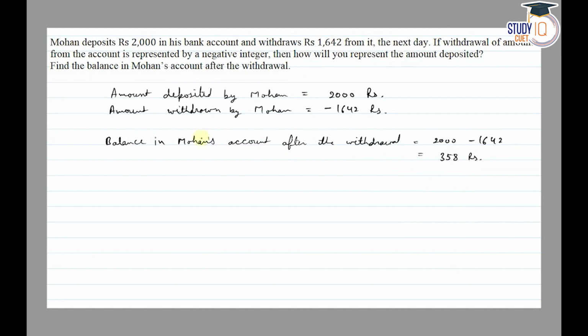So the balance in Mohan's account after the withdrawal is 358 rupees, and the amount which is withdrawn by Mohan from his account is denoted by a negative sign.